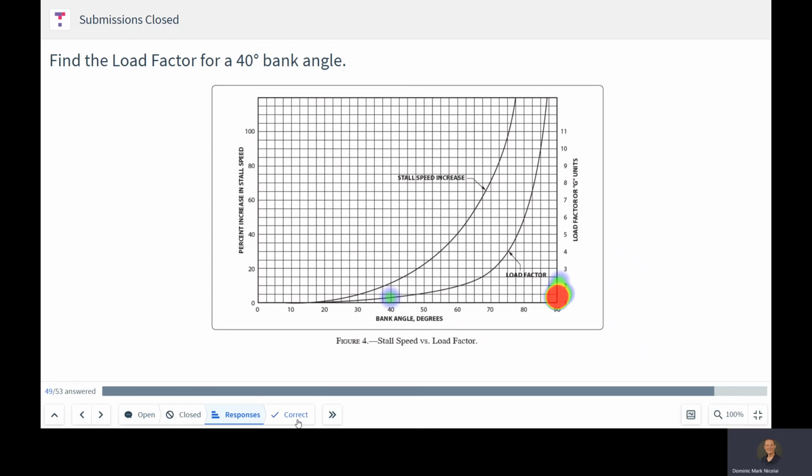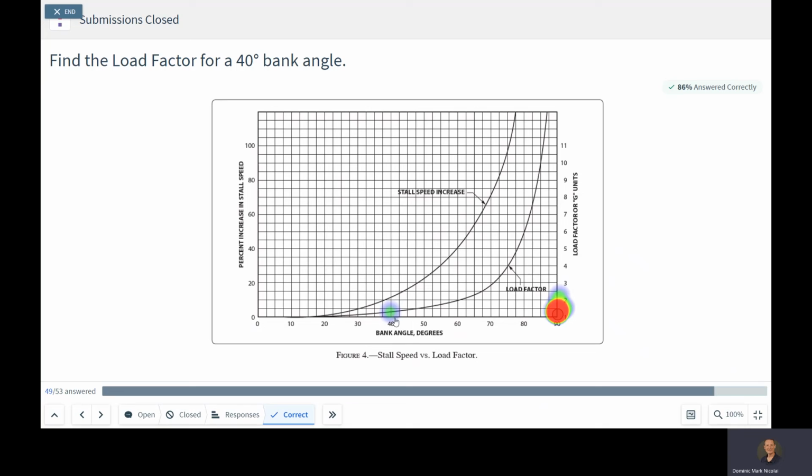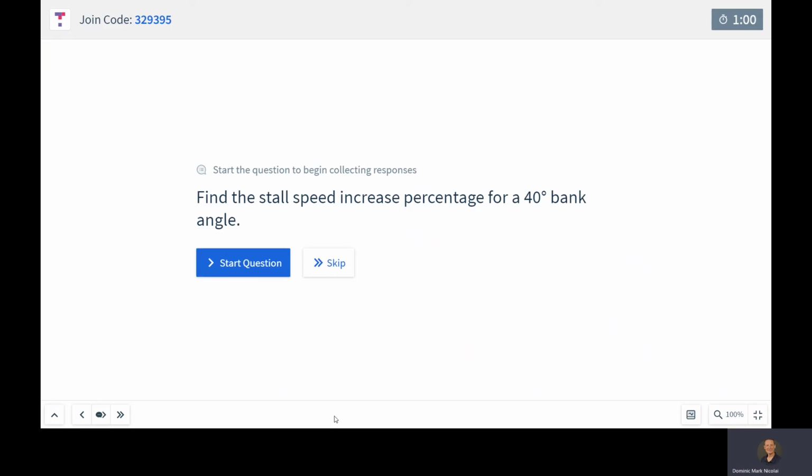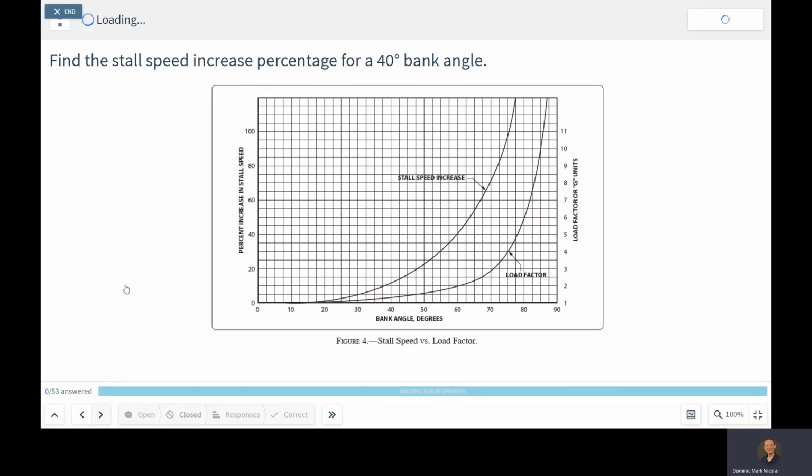All right, most of you got that one over there. Looks like one of you just touched on the curve itself, so you should have gone to the side. All right, this one, we're going to find the stall speed increase percentage for a 40-degree bank angle. Now, start at the x-axis, the bank angle, go up to the appropriate curve, go to the appropriate side, and touch your answer.